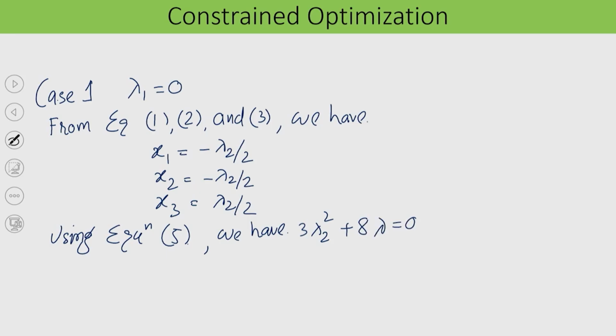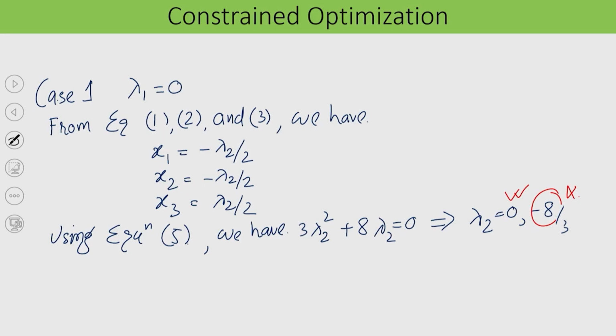So, if I put these values x 1, x 2 and x 3 in equation 5, I am getting lambda 2 square plus 8 lambda 2 equal to 0, and if I solve it, I will be getting lambda 2 equal to 0 or minus 8 by 3. So, it is not possible because lambda should be positive. So, this is not acceptable. Therefore, the only solution is lambda 2 equal to 0.